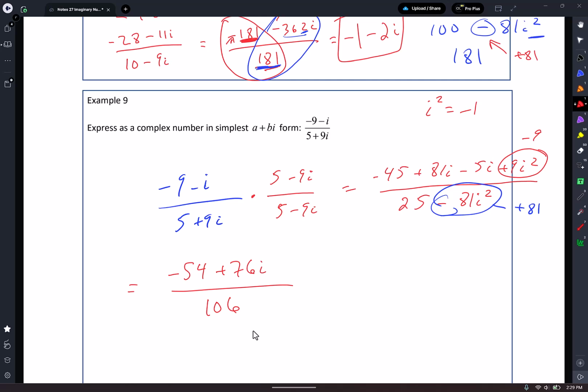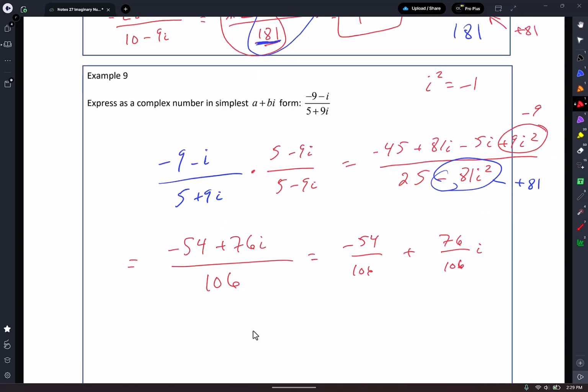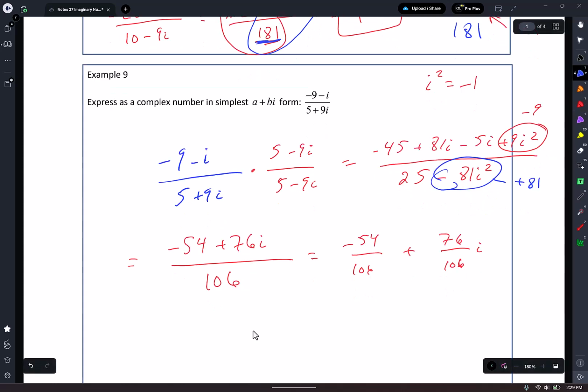This does reduce. I make mistakes, guys, so let me know if I'm wrong. Let's see, 50, 50, 108. Nope. I guess we'll just do it evenly. Negative 54 over 106 plus 76 over 106 with an i on it. So let's see. I'm just going to reduce these by 2 until I can't reduce it anymore. So 54, what's that, 27? 2 goes into 54 27 times. 27 over 53.